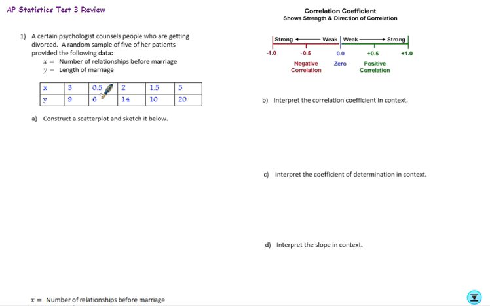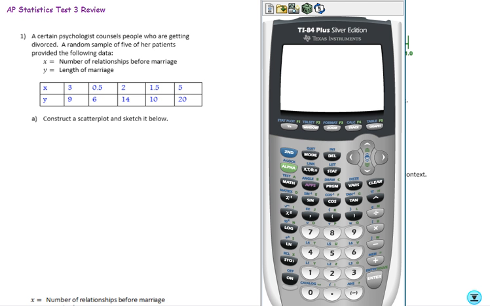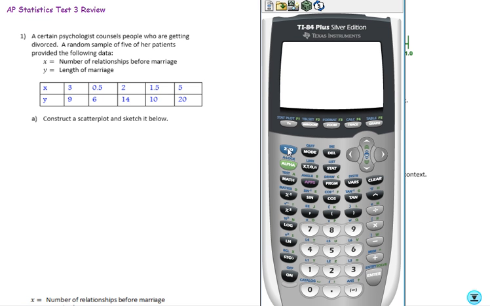So the first thing we want to do is to get a picture of what's happening here. So we want to construct our scatter plot. Let's grab our calculator here. Before we do anything with the calculator, we want to reset it to make sure that nothing's funky going on. So I did second, then memory, which is the plus sign, then 7, 1, and then 2. And it says that we've reset our calculator.